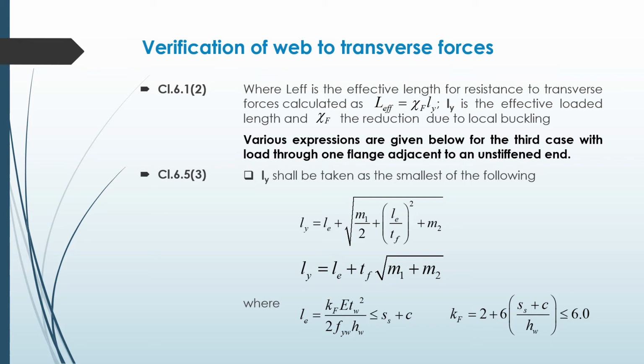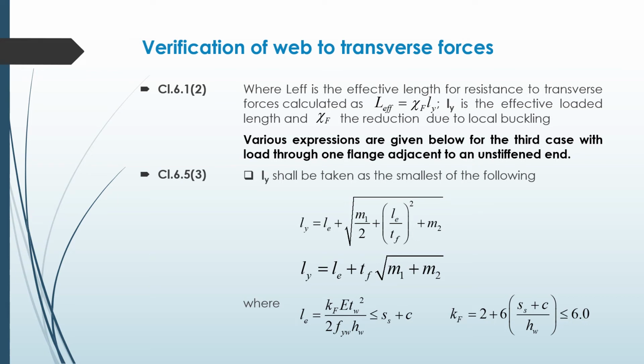First we need to calculate Ly, and to calculate Ly, you need to first evaluate Le. Please remember Le is equal to Kf into TW square divided by 2 FYW into HW, which should be less than or equal to SS plus C. Remember, SS is the length of the bearing and C is the location of the bearing from the free end of the beam. And Kf is calculated as 2 plus 6 into SS plus C divided by HW, and it should be less than or equal to 6. Having computed Le, now we can go for the computation of Ly.